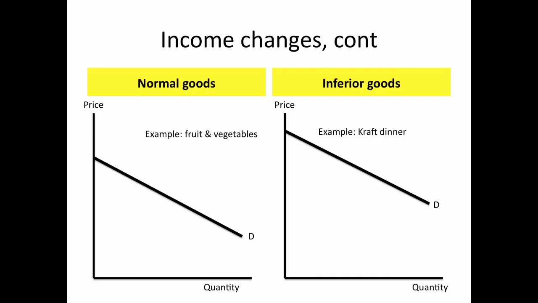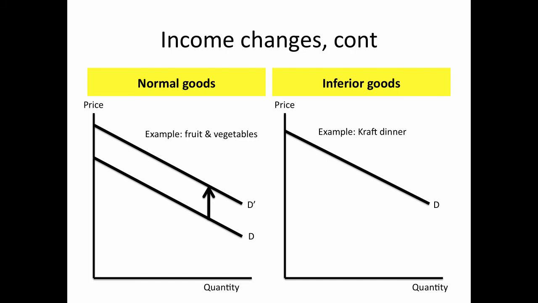Let's illustrate this with two different diagrams. They're both demand curves, but for different goods. The demand curve on the right is for an inferior good. An example of an inferior good might be Kraft Dinner. The demand curve on the left is for a normal good, and an example might be fruits and vegetables. Indeed, the empirical evidence suggests that as income increases, so too does demand for fruit and vegetables. So if we assume fruits and vegetables are a normal good and my income rose, that would shift my demand curve up from D to D prime.